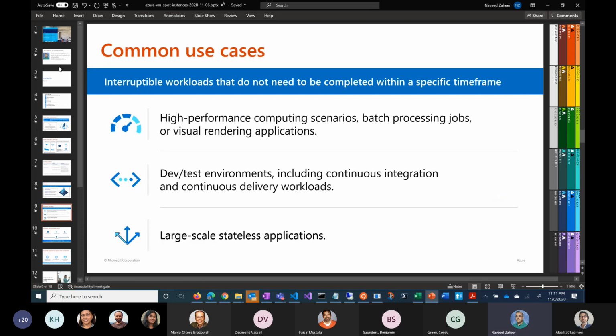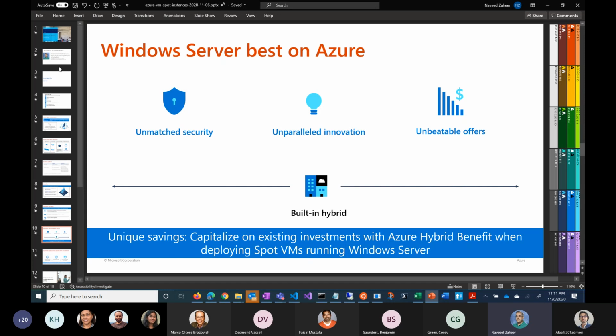Okay, so that's one of the things that you can definitely do. Let's quickly move on. So these are some of the high performance compute, of course dev test environments, and large scale applications. If you are running any stateless application where state is not a big issue, that's where you can take advantage of these Spot virtual machines. I think dev test environment is a big use case.